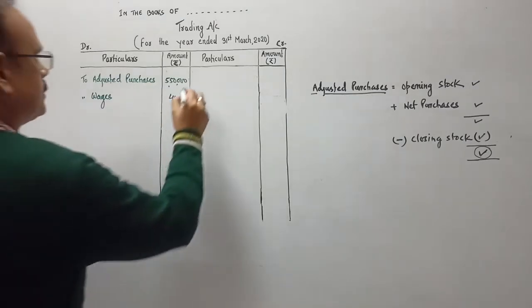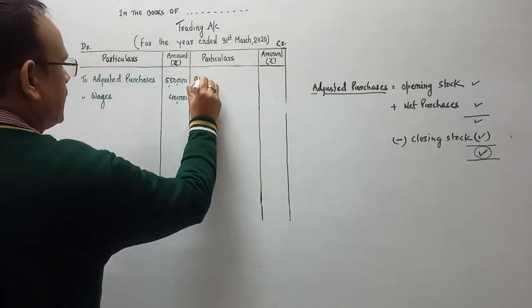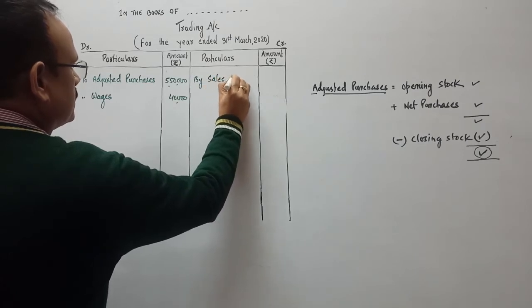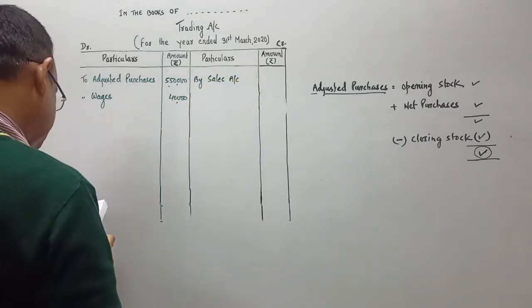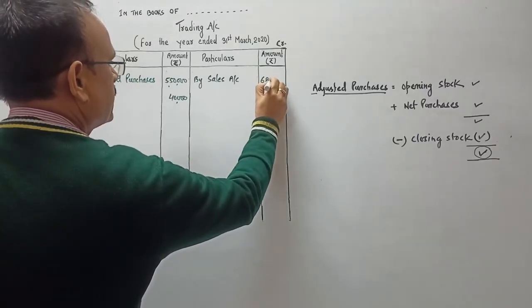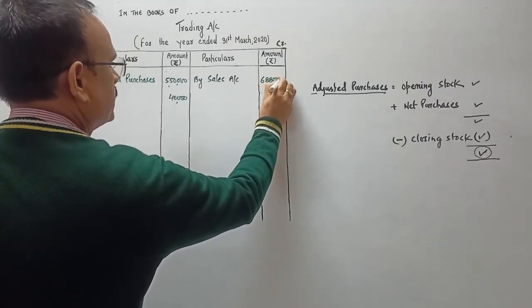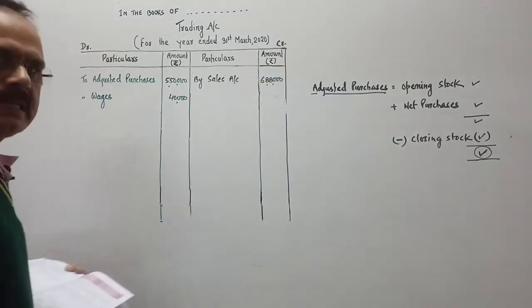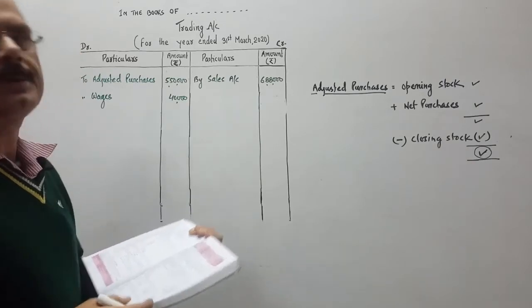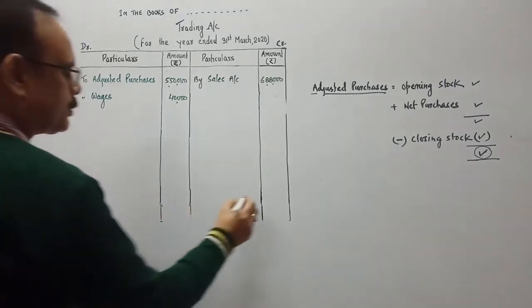Next is sales. So we'll write the sales on this side. Sales is 6,88,000. There is no sales return, so you can directly write it. So only 5 pieces of information are there. Now you do the total.